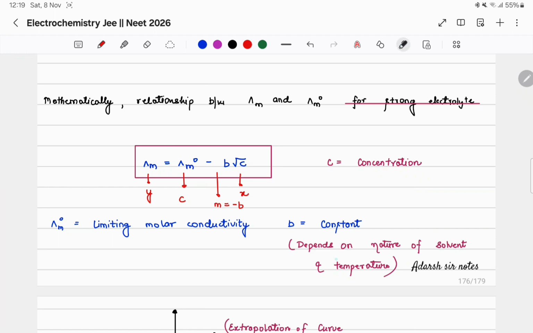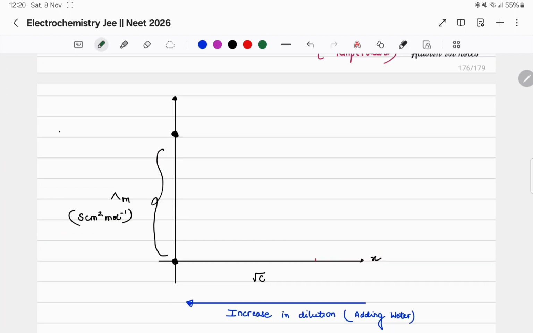B you don't have to worry about that much. B is a constant which will depend upon which type of solvent you are taking and at what temperature you are doing this electrolysis. So now we can see what is on the x axis.